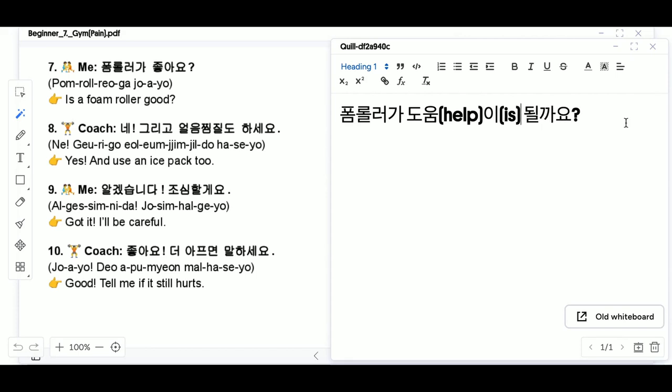is, are, 될까요? Can be or to be 될까요? Like in the future. 될까 is the future tense of can it be? So 폼롤러가 도움이 될까요? But this one, 폼롤러가 좋아요. Also, it's okay. It's a very casual, natural way of asking, like 폼롤러 is good, instead of it will be helpful. So I think the vibe is pretty much the same as English, like 폼롤러 good or it will be helpful.